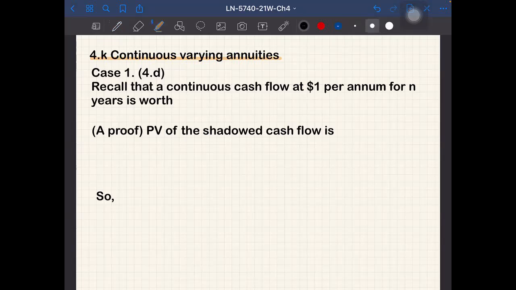Recall that a continuous cash flow at $1 per annum for n years is worth 1 minus v to the nth power over log of 1 plus i. This was also written as 1 minus v to the power n over delta. So what is the justification behind this?